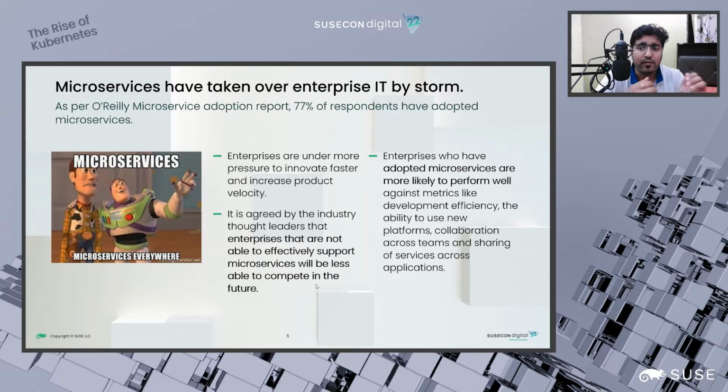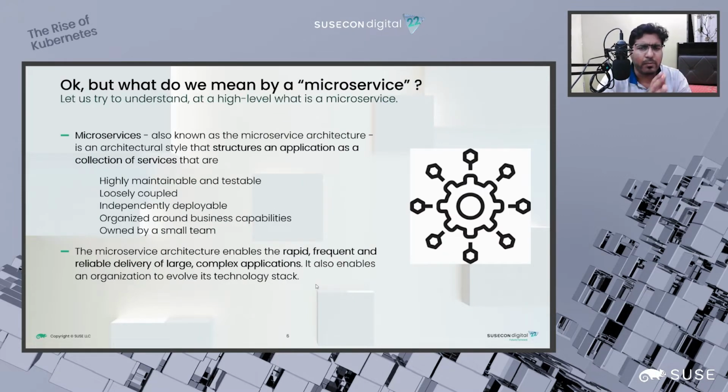Similarly, enterprises who have adopted microservices are more likely to perform better against any metrics like development efficiency, ability to use new platforms or products or services, collaboration across teams, and sharing of services across applications. So quite frankly, we can now conclude that microservices have crossed the chasm and is a part of the enterprise IT lifecycle. But what do we mean by a microservice?